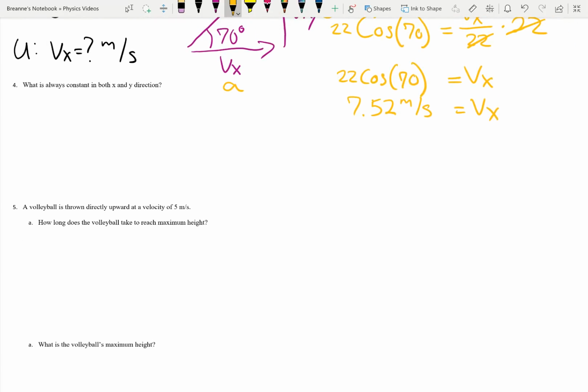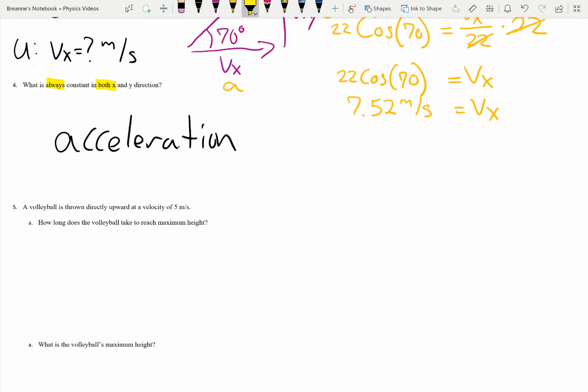So again, the exact answer to this one is acceleration. It's the only one that's in both, because the key thing there is always and then both. Acceleration is the only one that's always in the X and Y direction.